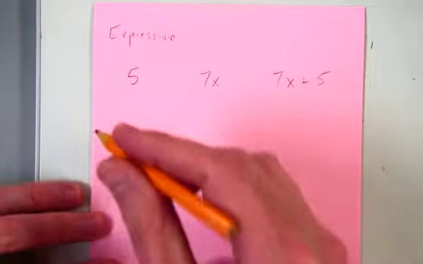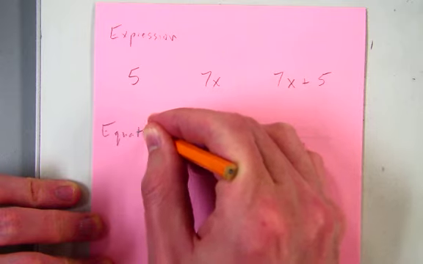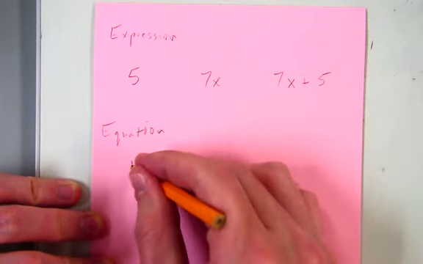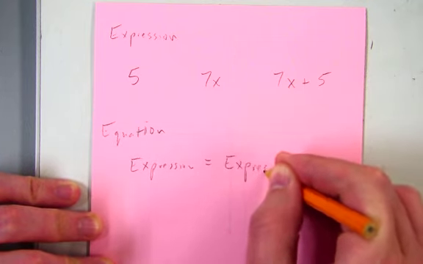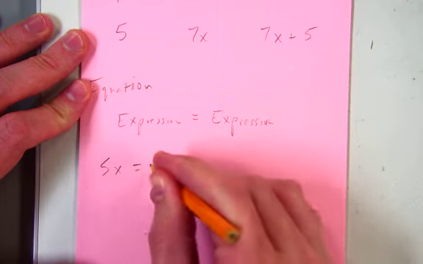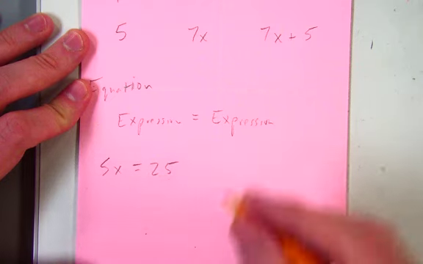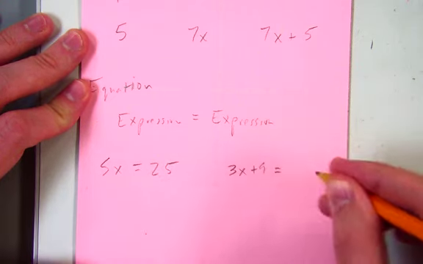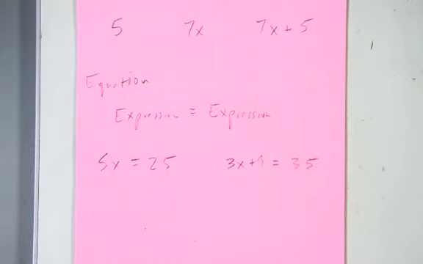Okay, and then if we take an expression and we set it equal to another expression, then we've created what we call an equation in math. Okay, and so they're very easy to recognize because they'll have an equal sign in them. So some examples of these would be like 5x equals 25. That's an equation. I've got an expression over here, I've got an expression over here, and I've got an equal sign in the middle. So 3x plus 9 equals 35. There's another example of an equation. Again, I've got an expression on the left, I've got an expression on the right, I've got an equal in between them.